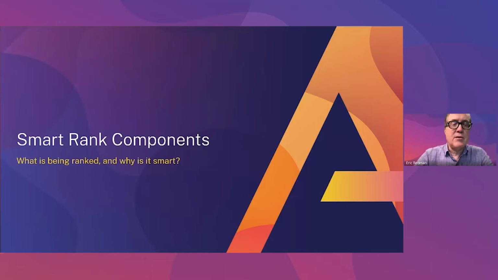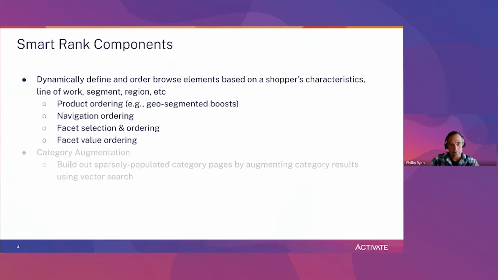Okay, Smart Rank components. Phil, why is this called Smart Rank? What's being ranked and why is it smart? Yeah, so when we talk about SmartRank, we're typically talking about the browse experience. There are elements of the browse experience that tend to be more or potentially less important to specific users in different areas of the site or different segments of users.